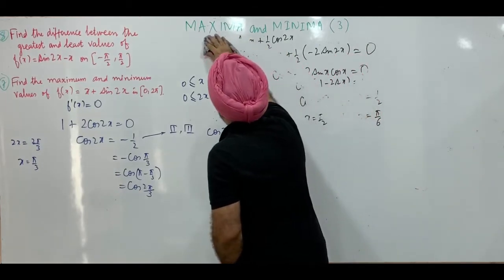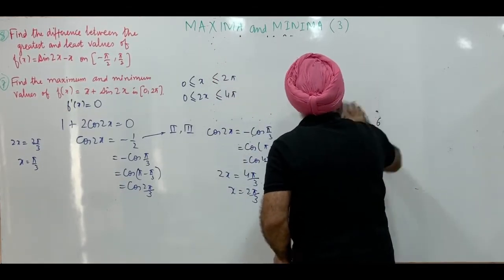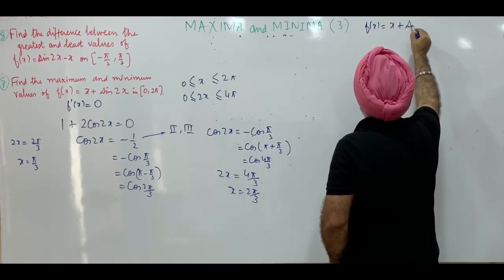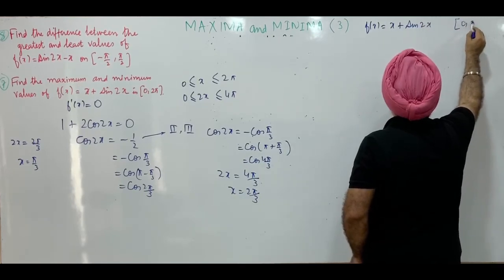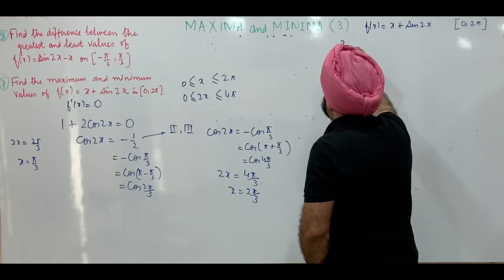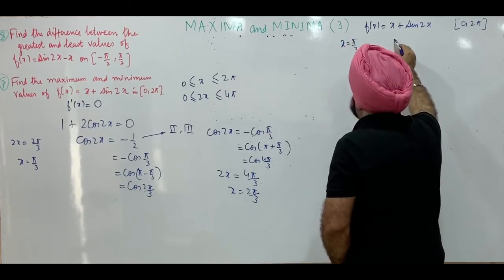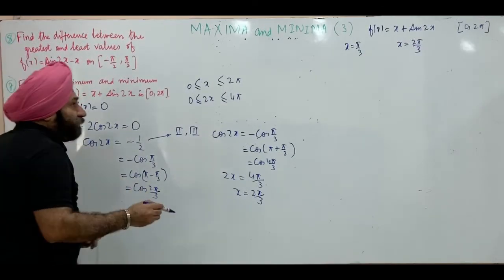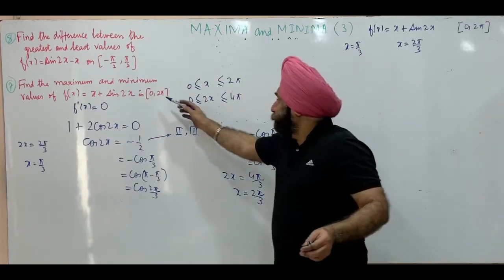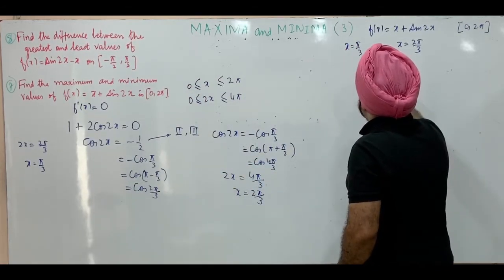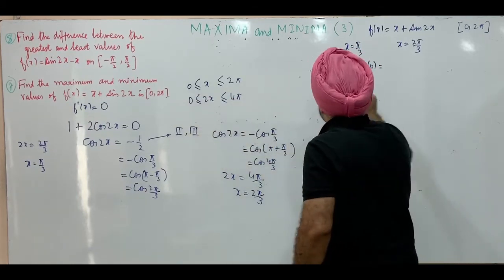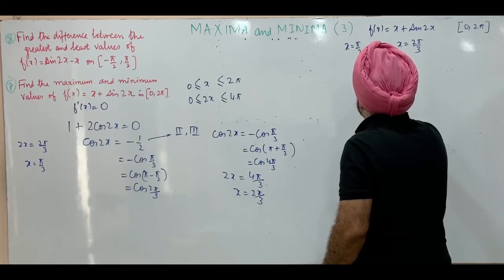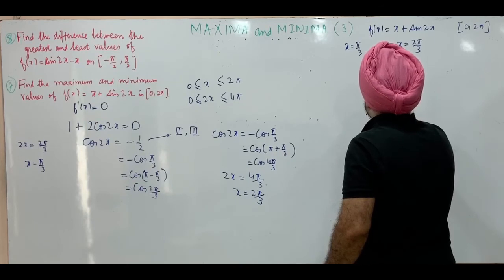So let's write down the critical points for f of x equal to x plus sine of 2x and the interval from 0 to 2 pi. We are getting x is pi by 3, and x is 2 pi by 3. We find the value of the function at the starting point of the interval, which is x equal to 0, we find f of 0. We will find the value of the function at 2 pi, the second end of the interval. Then we find f of pi by 3 and f of 2 pi by 3.